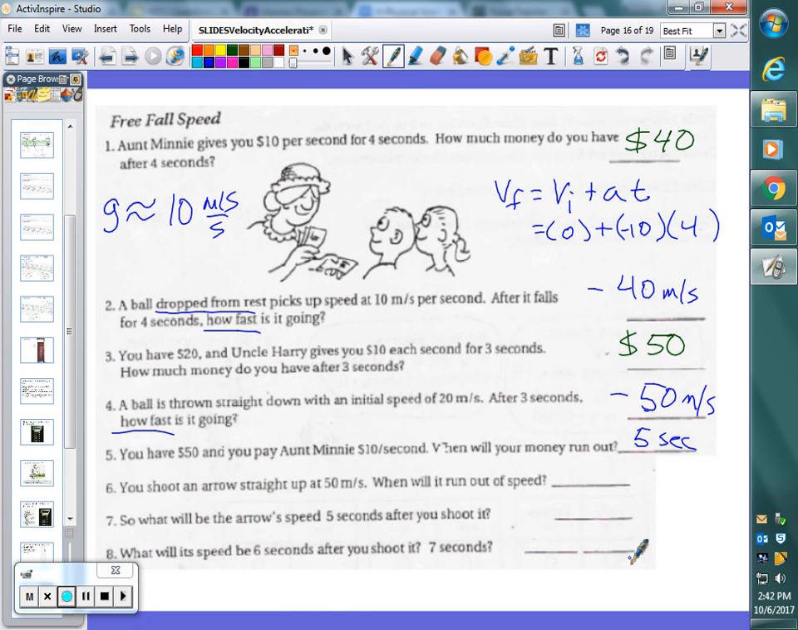Number 6. So, I know you all have a lot of experience with this, shooting arrows directly into the air, right? You go home and take your bow and arrow. All right. So you shoot an arrow straight up at 50 meters per second. When will it run out of speed?